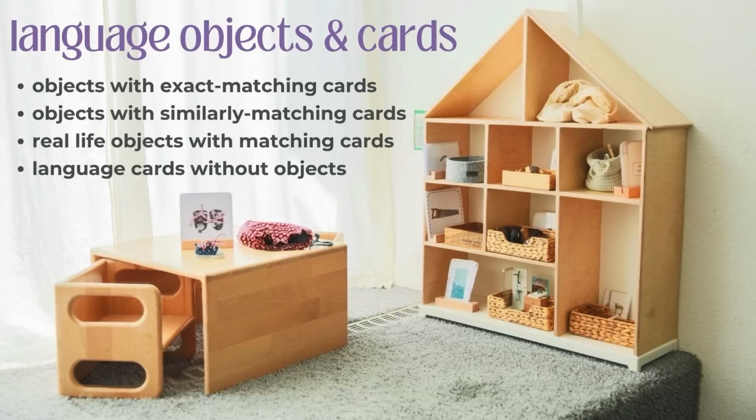Every set is always categorized and should have only 3 to 7 objects. It could be with matching cards or without matching cards. And eventually they'll use the cards alone without the objects. They are language objects with an exact matching card, different objects with similarly matching cards. Maybe the object is a replica and the card is a real-life photograph. We also have real-life objects with matching cards, and then just the cards without matching the objects.